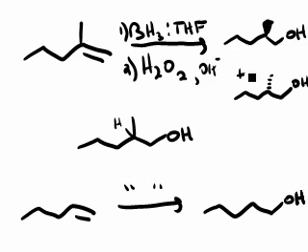If you're only creating 1 new stereocenter, syn versus anti is irrelevant. Just draw both enantiomeric products. If you're not creating any new stereocenters, also syn versus anti is irrelevant. You're just going to get that one product.